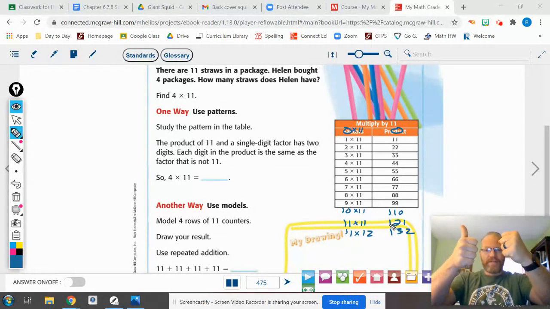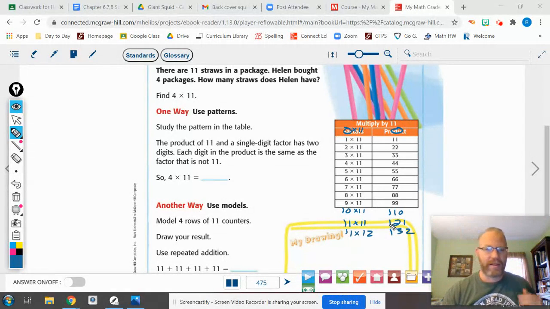0, 11, 22, 33, 44, 55, 66, 77, 88, 99, 110, 121, 132. So now that we've practiced our 11s, we have our list together. All we're going to do is go down and see what they have us doing. There are 11 straws in a package. Helen bought 4 packages. So we have 4 times 11. It says how many straws does Helen have? So we have 4 times 11, and it says use patterns.